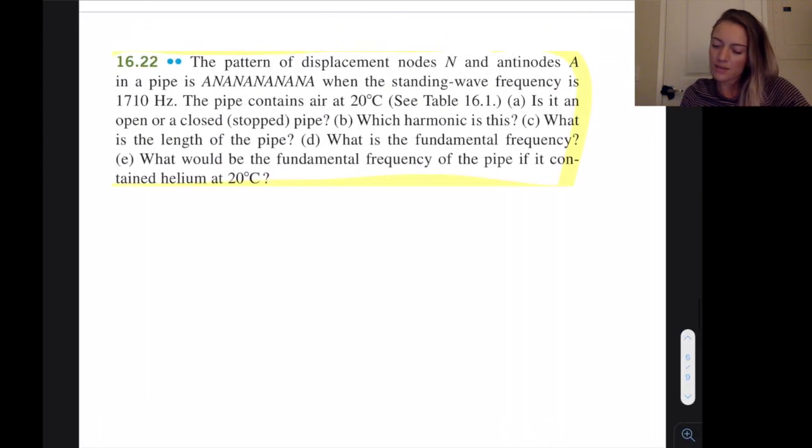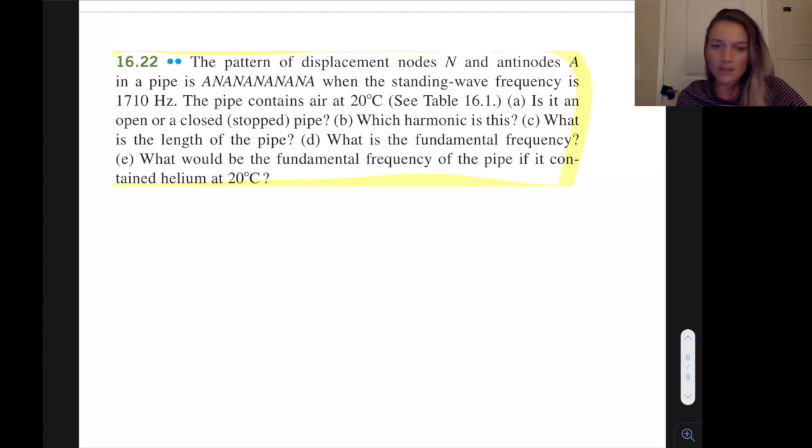Okay, so here we have the pattern of displacement nodes N and antinodes A in a pipe is this, when the standing wave frequency is 1,710 hertz. The pipe contains air at 20 degrees Celsius. They're just telling you basically to look up the speed of sound. I think they're just using 344 again. Yeah, so that's just going to be 344 meters per second for the speed of sound.